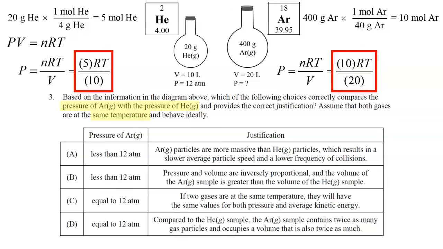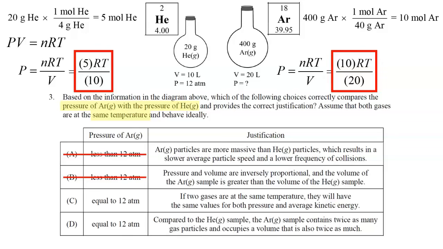And so now look at the 4 choices, A, B, C, and D. Choices A and B say the pressure of argon is less than 12 atmospheres. I know that's not true, so I'm going to go ahead and eliminate choices A and B. I know that the pressure of argon is the same as the pressure of helium because 5RT over 10 is mathematically equivalent to 10RT over 20. But now what I have to do is focus a little bit more on the difference between choice C and D. Let's take a look at that justification in choice C.